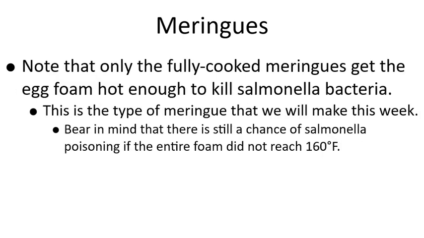Note that only a fully cooked meringue gets the egg foam hot enough to kill all salmonella bacteria that may be present. The type of meringue we'll make this week is a fully cooked meringue. Bear in mind, however, that it's still possible to experience salmonella poisoning if the entire foam did not reach 160 degrees Fahrenheit. So, if you have a suppressed immune system, you may wish to avoid the meringue or ensure that all portions of the foam reach temperatures above 160 degrees.